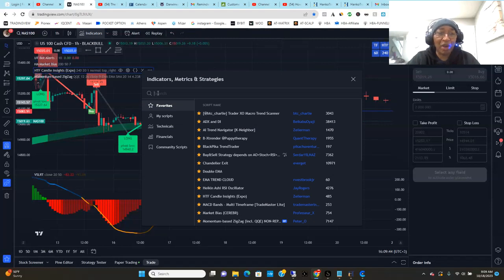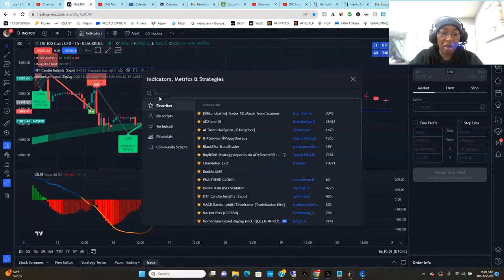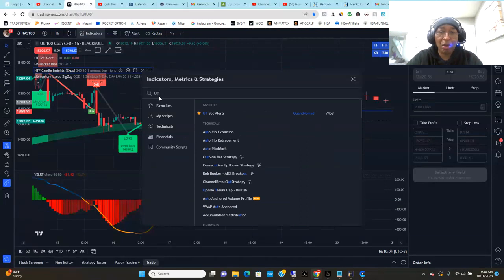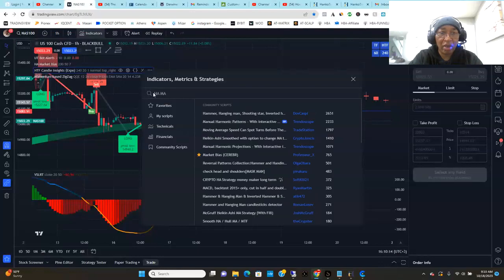So, for example, if you want to find the VSLRT, it's the Volume-supported Linear Regression Trend by Lonesome. It's right here. So you come and favorite it and click on it, and you will get this chart here. And then for the UT Bot, you just come here and say UT Bot Alerts by Quant Nomad, this one right here.